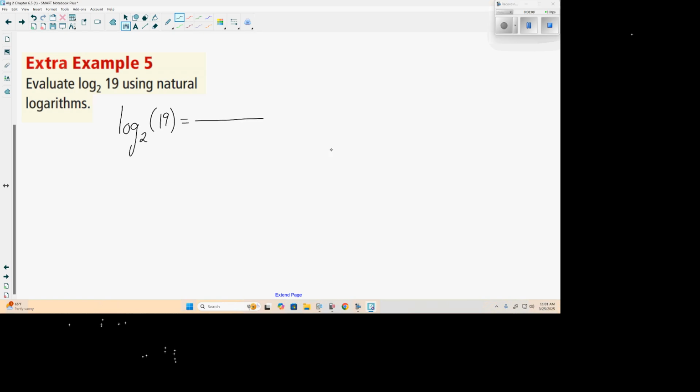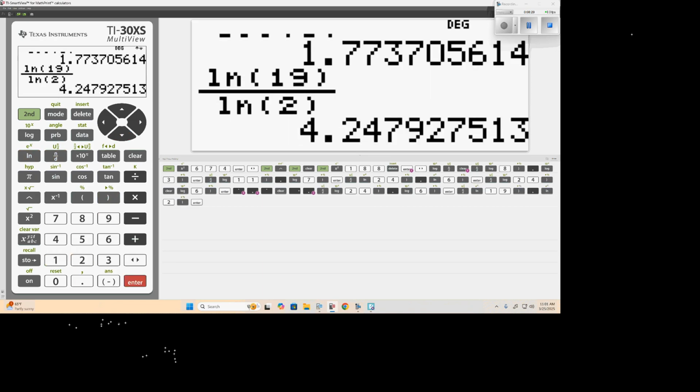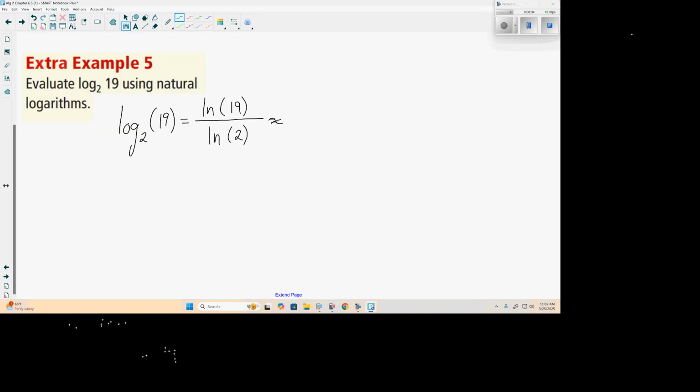So our log base 2 of 19 would be the natural log of 19 over the natural log of 2, which is 4.2479. Questions?